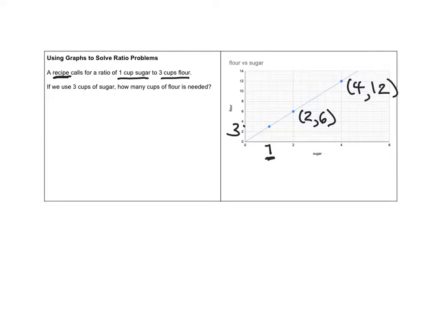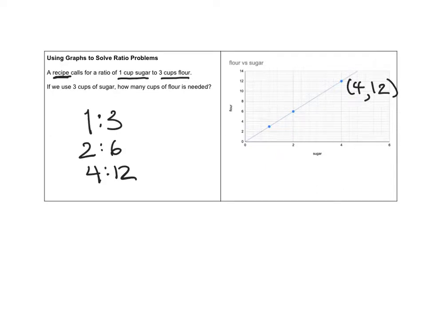And so to get a graph, I'm using equivalent ratios of 1 to 3. So my equivalent ratios I use is 2 to 6 and 4 to 12. And that allows me to get a graph. Now, if I erase my coordinates so that I can use my graph, my question asks me, if I now have 3 cups of sugar, how many cups of flour is needed?